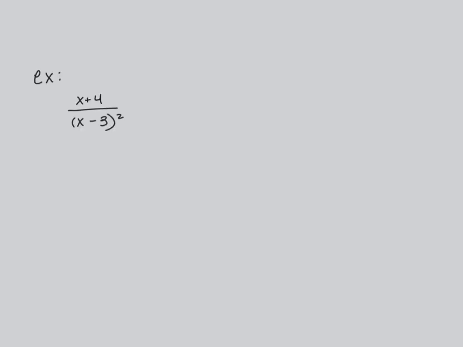All right, we're going to do this one. The one I had you open is different, so I'm going to go out of order. Let's do this one, because this is closer to what's in the homework. This says x plus 4 over x minus 3 squared.